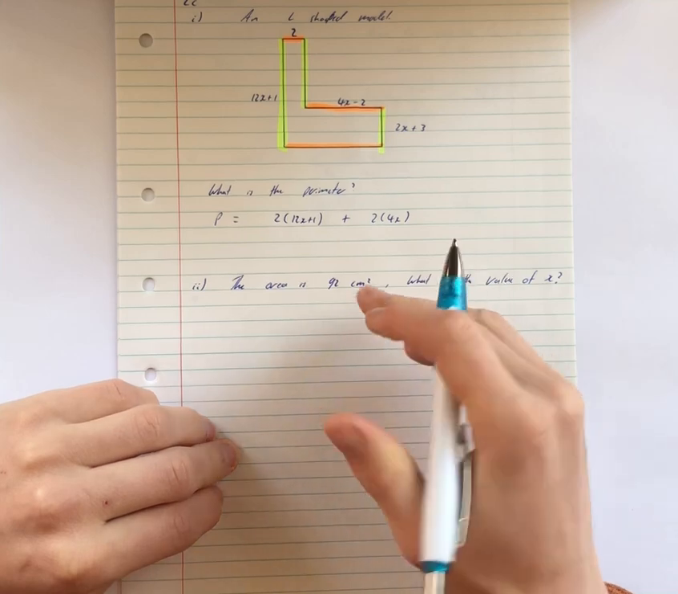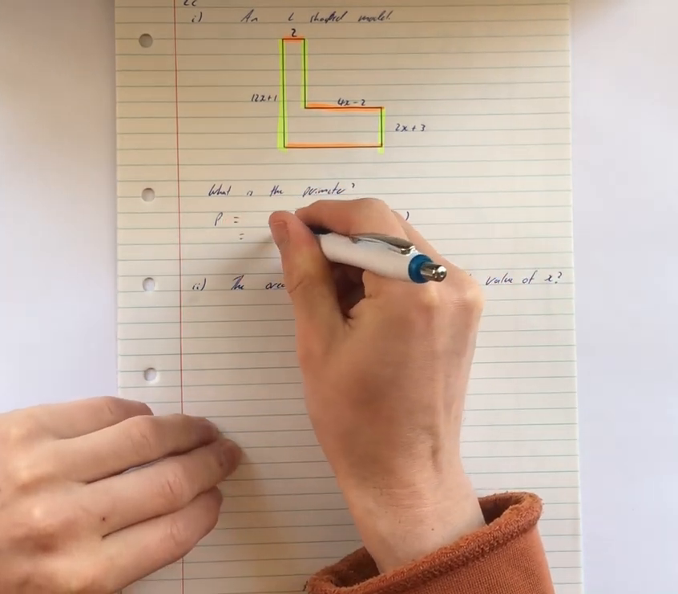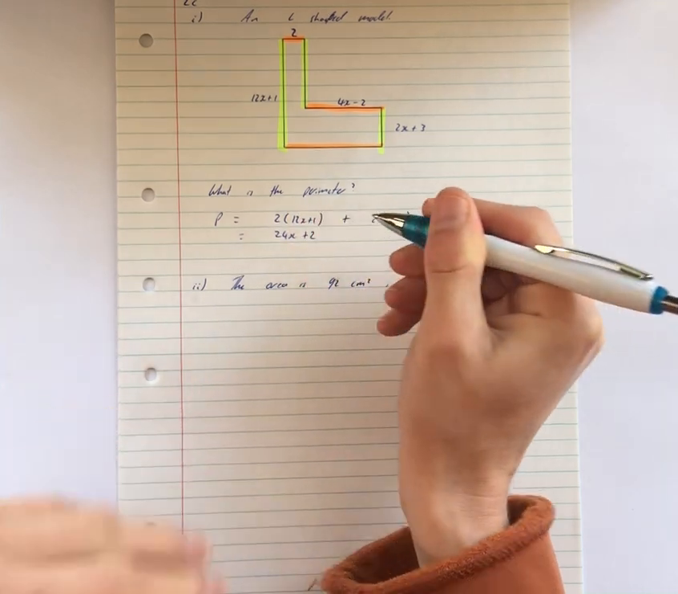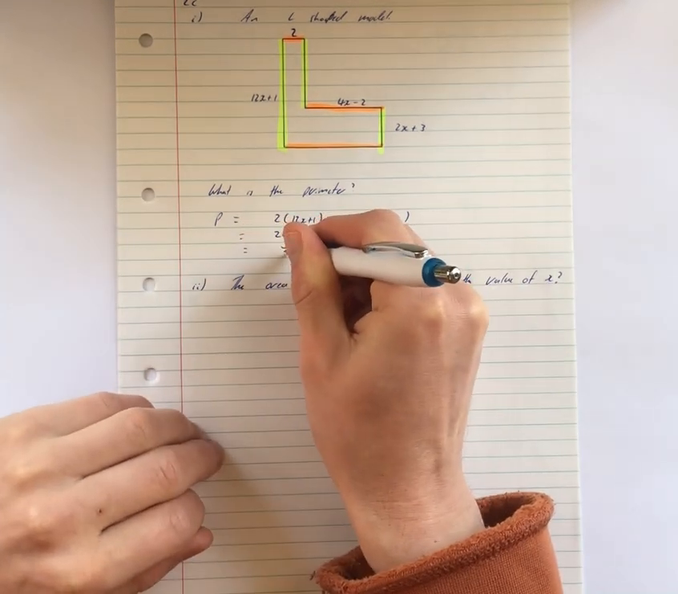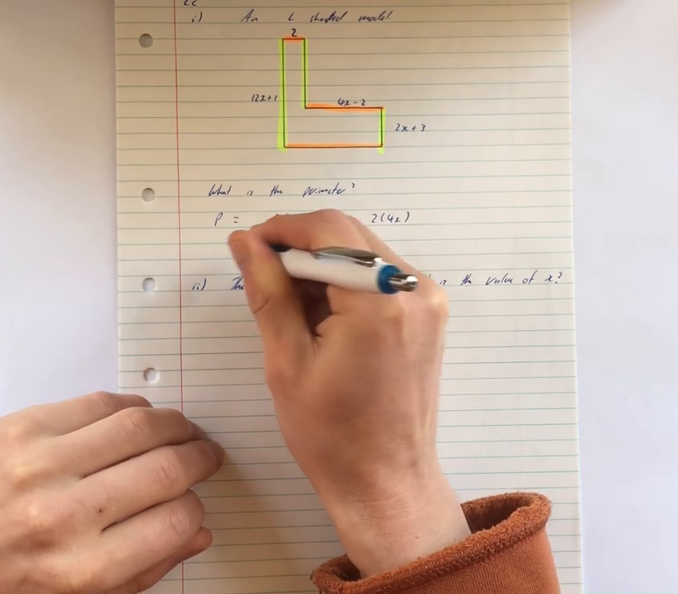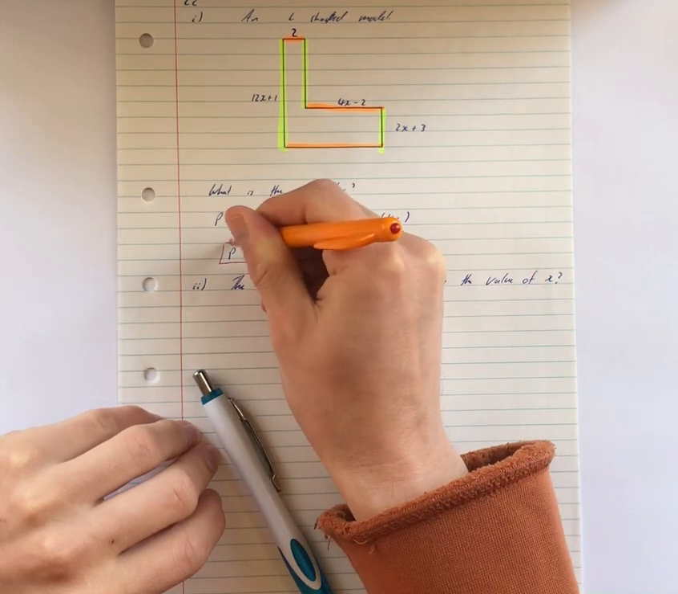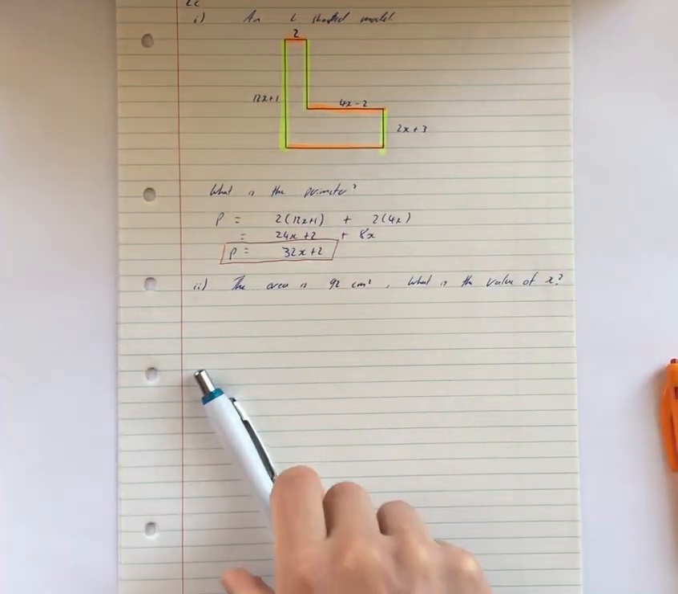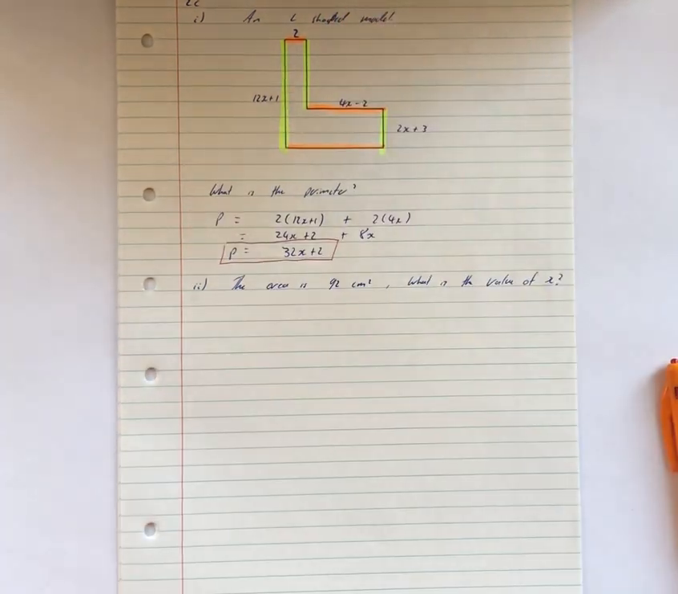Now, they probably want us to expand and simplify that, so we're going to have 24x plus 2 plus 8x, so 32x plus 2, that is our perimeter. Cool. So a bit easier than trying to calculate those blank sides and adding them all up.